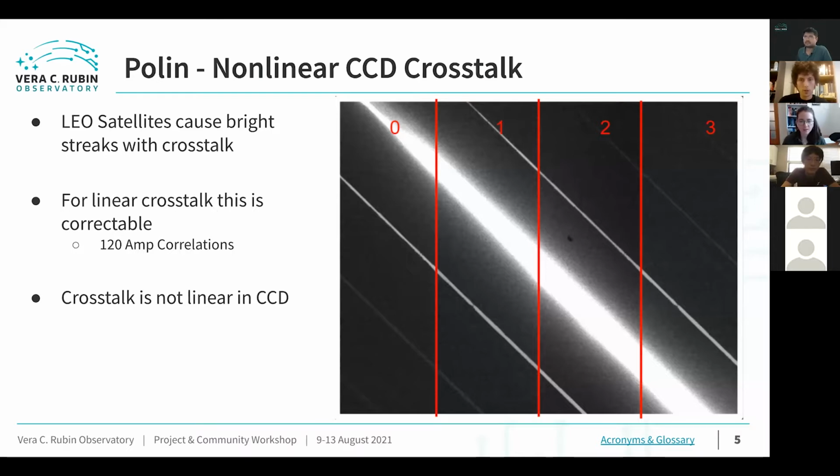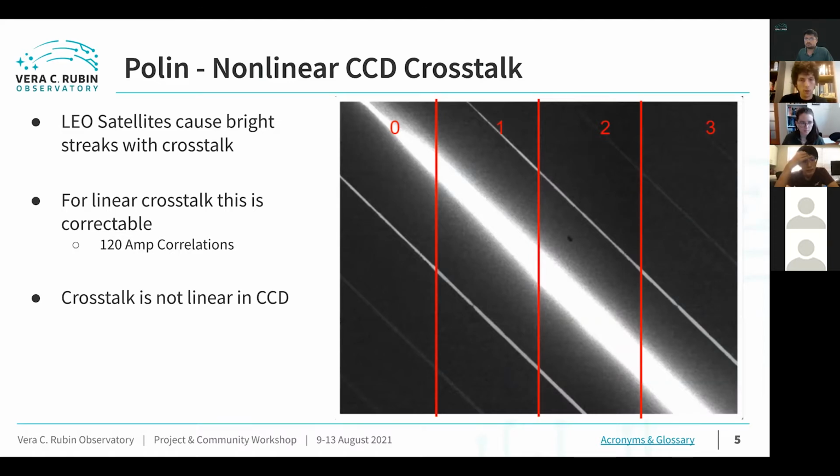So our research focuses on crosstalk caused by LEOsat streaks. Recently, Elon Musk and some other billionaires have decided to put up satellite constellations. The problem with this is they're very bright, they're very shiny. So they have a number of effects that are detrimental to survey astronomy and to LSST.